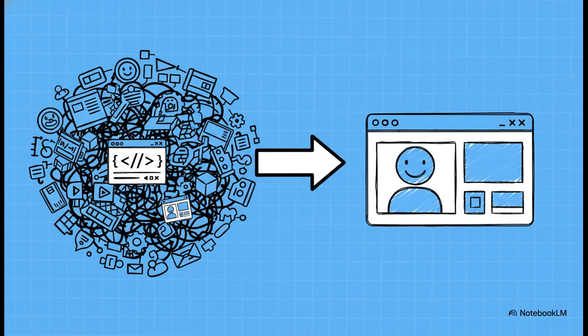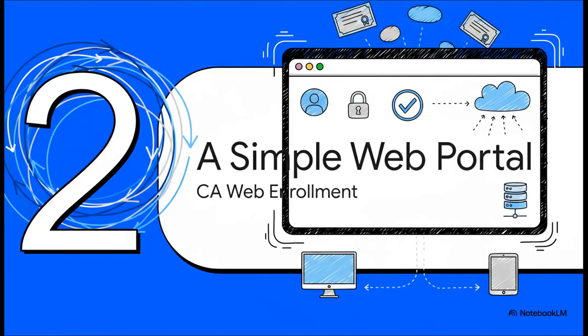But what if you didn't have to deal with all that? What if you didn't need special tools or some crazy complex setup? What if your users could just handle a lot of this themselves, just by popping open a simple internal website? Well, that is the exact problem this tool was built for. And that tool, you guessed it, is CA Web Enrollment.